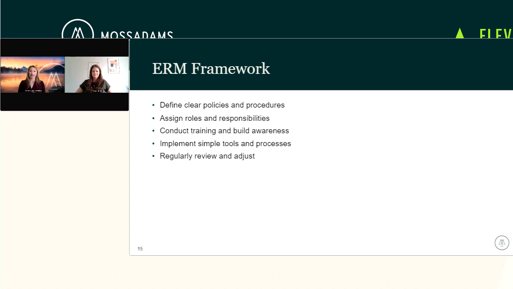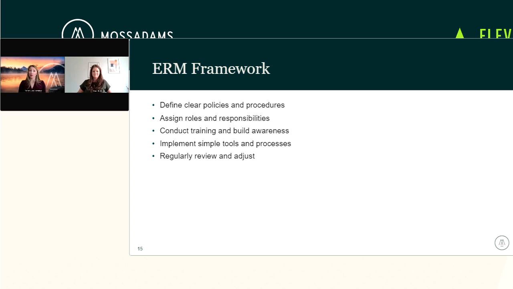Ultimately, your board should be establishing your organization's risk tolerance. So that's, what do we think is an acceptable level of risk? Maria's going to talk about how you can do that a little bit later. The board is also responsible for oversight of the ERM program. So they should be reviewing reports by management to assess emerging risks and how those risks are being managed.